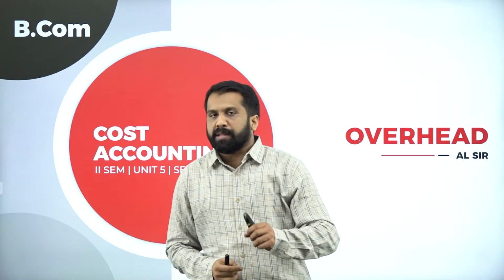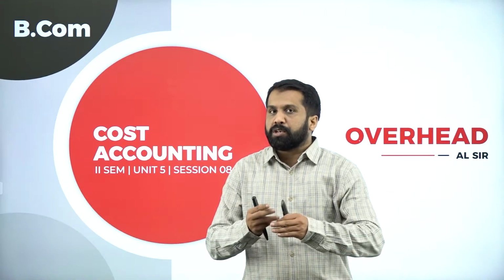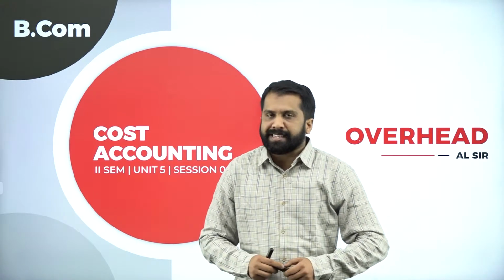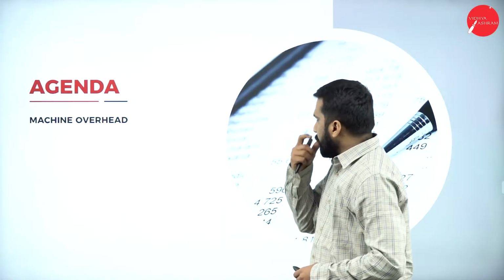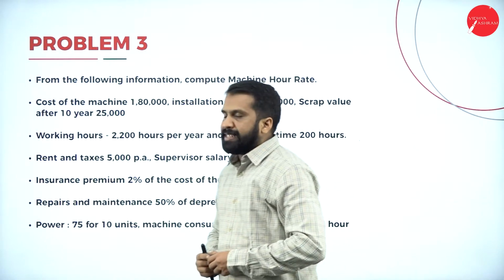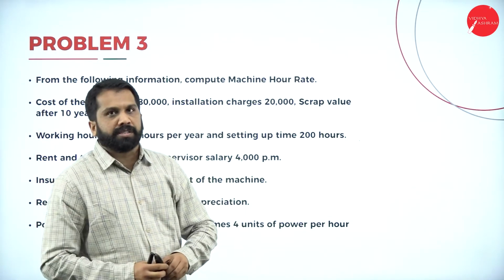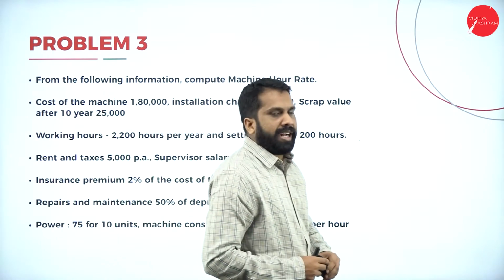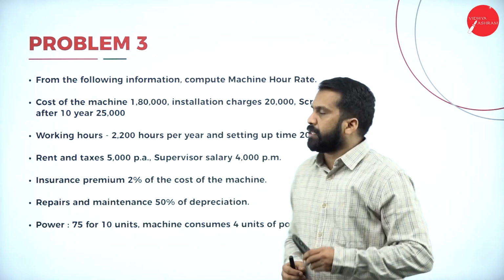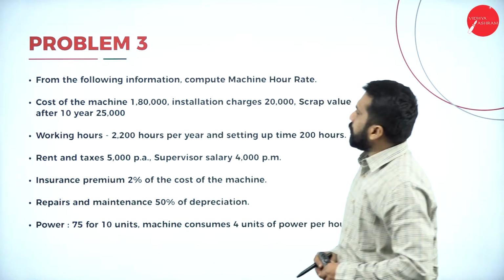Today we'll work out one problem, that is your previous year exam question paper problem. So you can expect similar kinds of problems in your examination. So your machine overhead will go with the problem. As you know, we are supposed to bifurcate into two: one will be your standing charges and one more will be your variable charges. Now, from the following information, compute machine overhead.